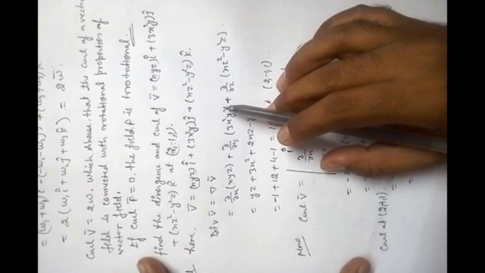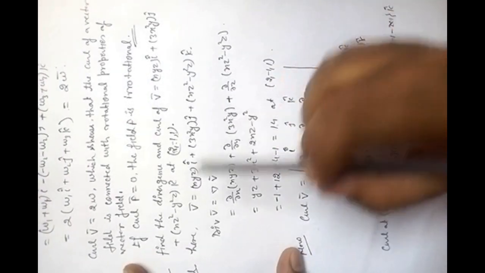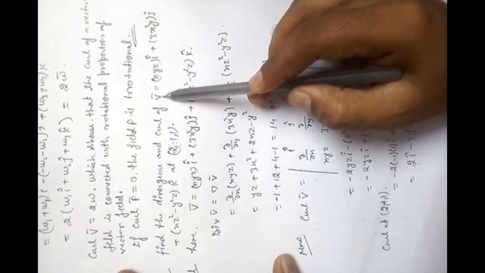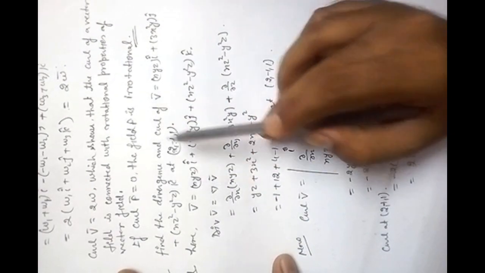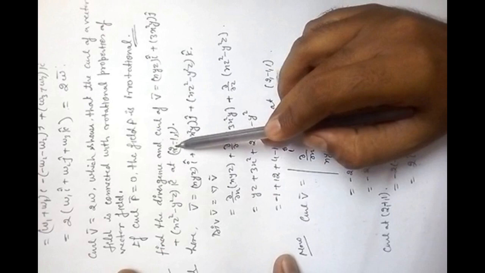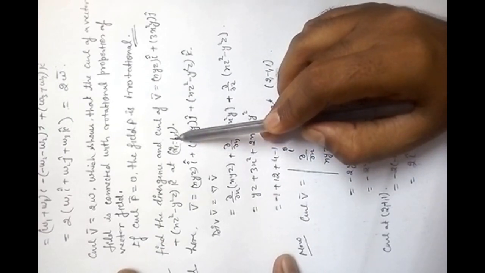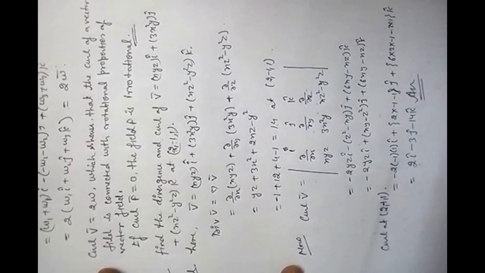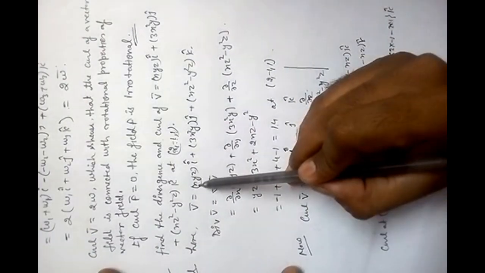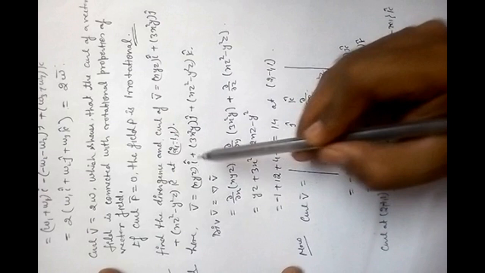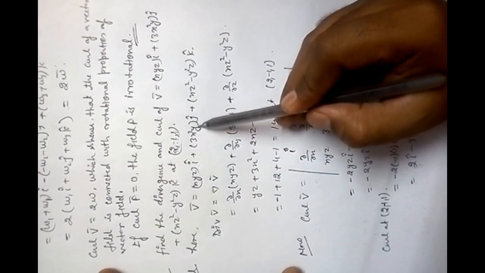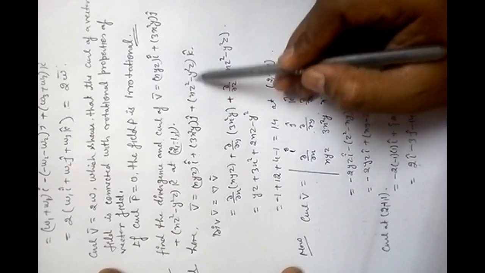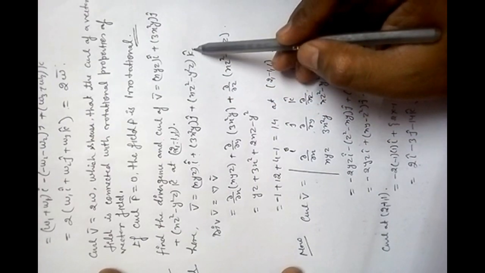Okay, I repeat this question. Find the divergence and curl of vector v, this one, at the point 2 comma minus 1 comma 1. So here we are given vector v is xyz of i plus 3x square y of j plus xz square minus y square z of k.